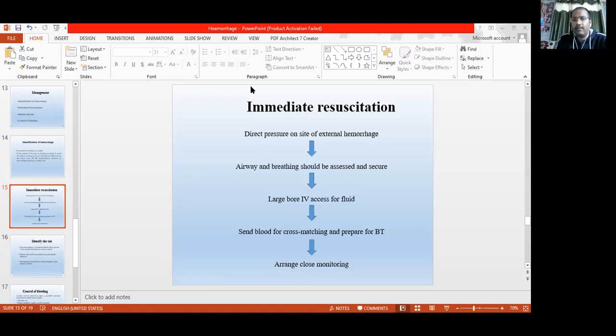And side by side, you have to start close monitoring of the patient, so that you can see the response to your resuscitation. Okay, it's clear now.